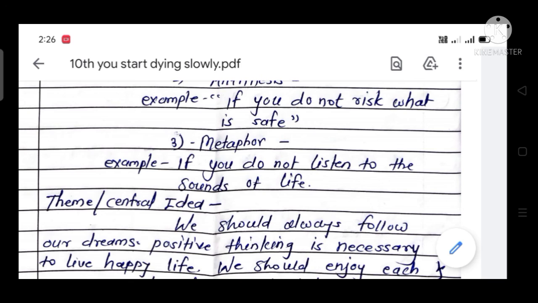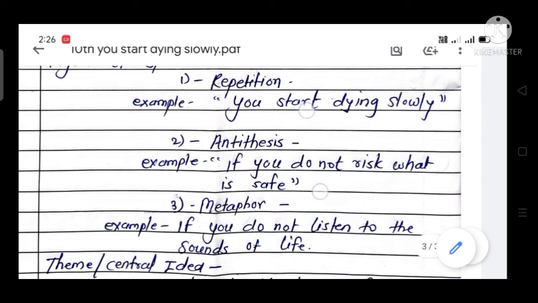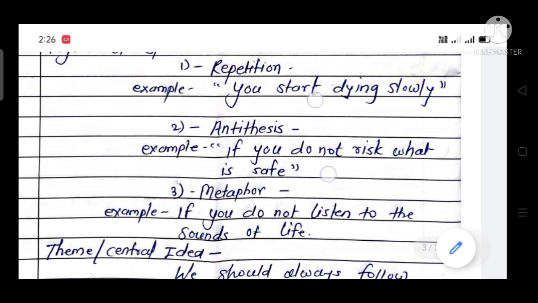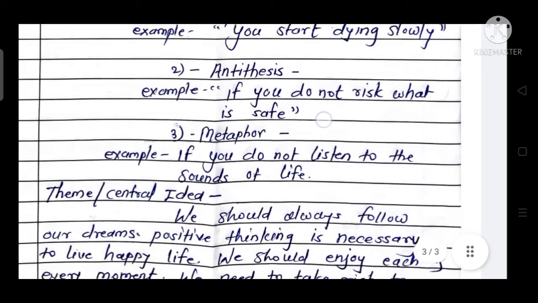Now the third example is metaphor. In the metaphor we have an example, "if you do not listen to the sounds of life." For your comprehension I have added here 3 types of figures of speech, but you have to choose one of them and note it down in the answer sheet, and for that point you will be given 1 mark.